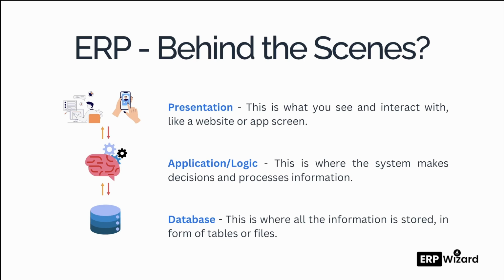So we have the presentation layer, which is what you as a user see and interact with. It can be a website, a portal, a smartphone app, for example, a shopping app on your phone where you browse the product and you can order the product.